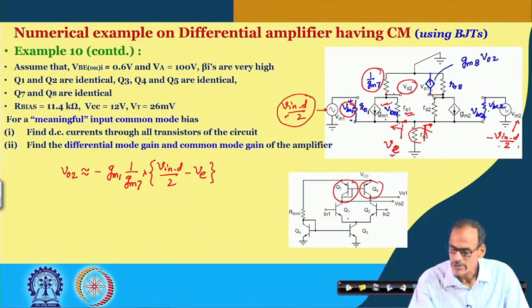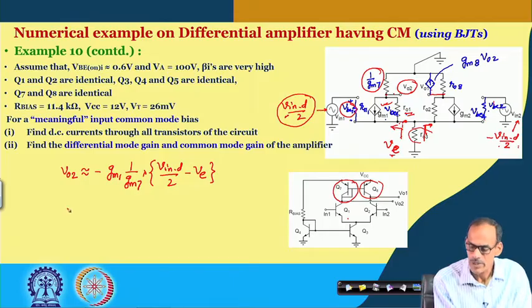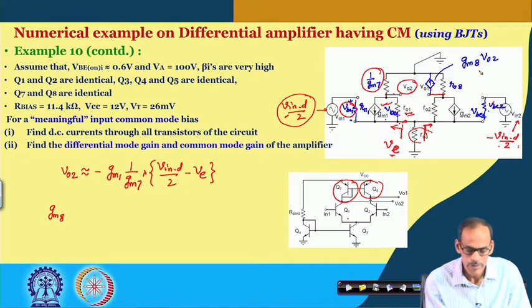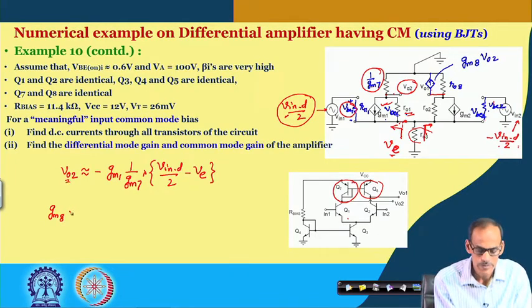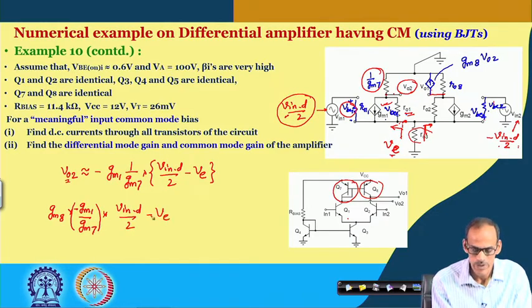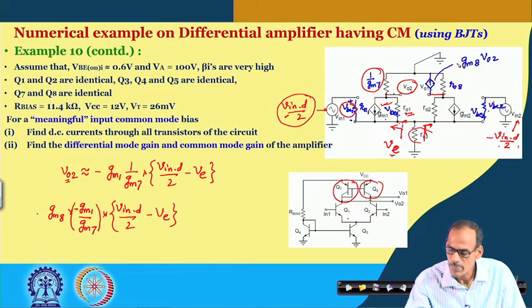So, the current flow at this node, on the other hand, will be GM8 multiplied by this voltage, which is GM1 by GM7 with a minus sign, multiplied by Vind by 2 minus VE. So, this is the current at this point.